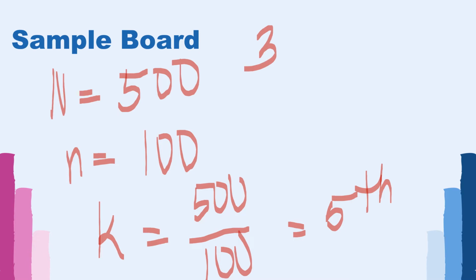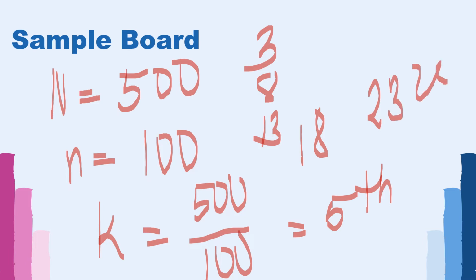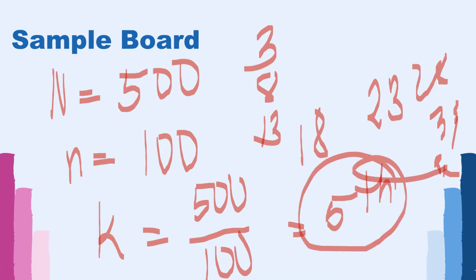And then I will add 5. I will get the 8th participant. I will get the 13th participant. I will get the 18th participant. I will get the 23rd participant, 28, 33, 38, until I am able to complete all the 100 samples that I need. Okay, it's referred to as systematic sampling because there is a number wherein you would take every kth in the list. Every kth on the list would be taken as the sample. That's why it's referred to as systematic sampling.